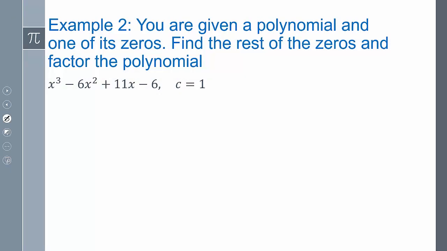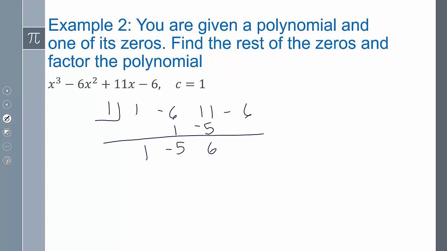You're given a polynomial and one of its zeros. Find the rest of the zeros. Okay, so this is one of my zeros, so 1. I could write out the rest, 1, negative 6, 11, negative 6. Add straight down, multiply, add straight down, multiply, add straight down, multiply. Great, see, got my remainder. So now writing it, x minus my 0, and then I get x squared minus 5x plus 6.